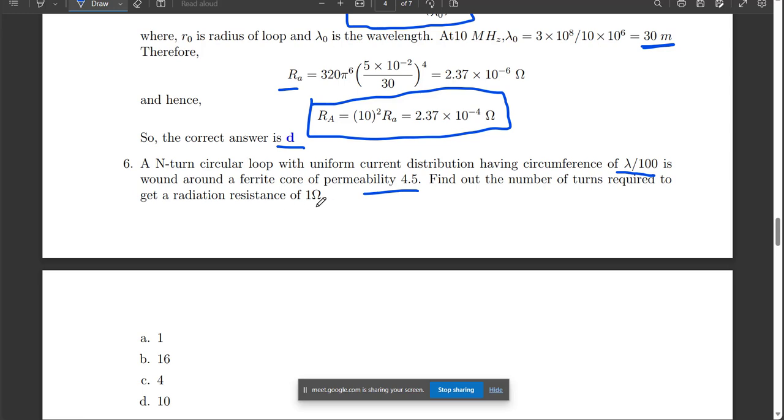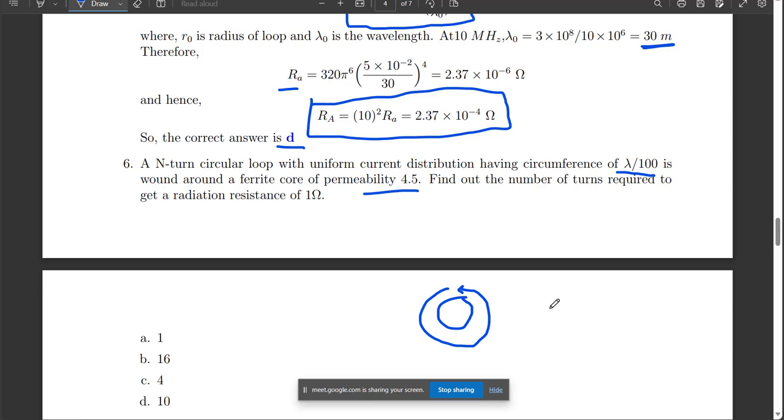So that radiation resistance is 1 ohm. So here, what is given to you? Radiation resistance is given to you, that means R_A is given to you. What else is given to you? Circumference is given to you, lambda by 100. Can you find the radius of the loop from the circumference? Will you be able to find the radius in terms of lambda? Yes.